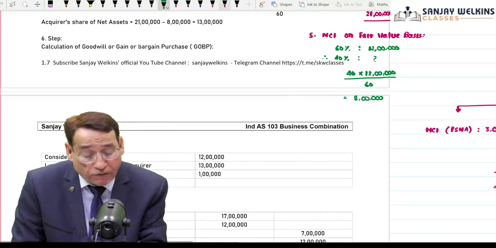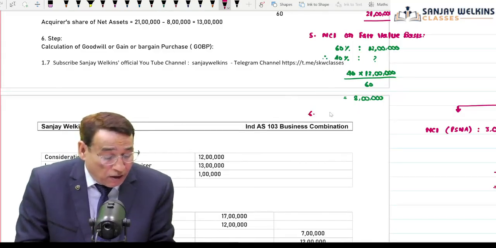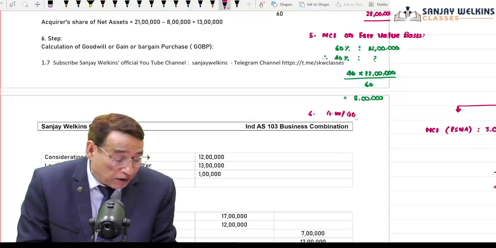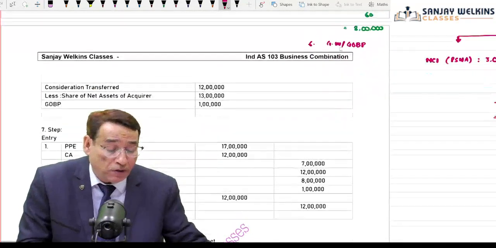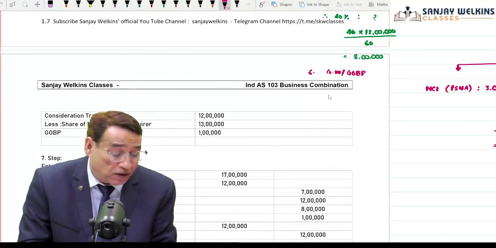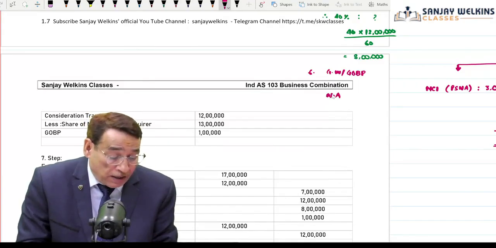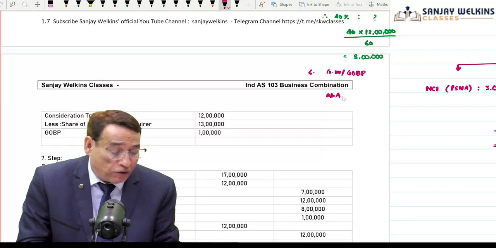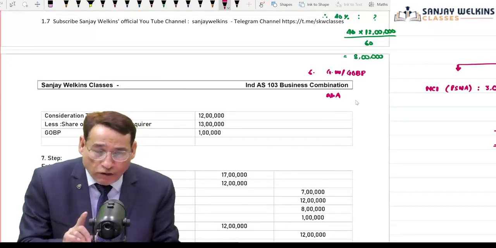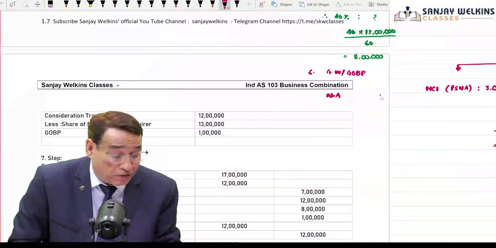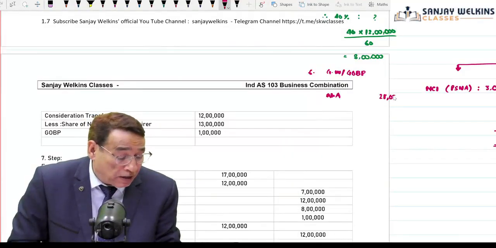Now we are in a position to find out the amount of goodwill or gain on bargain purchase. In order to determine it, first of all, you will have to write the net assets of the acquiring company on the date of acquisition. I am simply writing net assets because of lack of space, but it means net assets of the acquiring company on the date of acquisition, which we have already computed. That happens to be 21 lakh. So I'm going to write here 21 lakh.